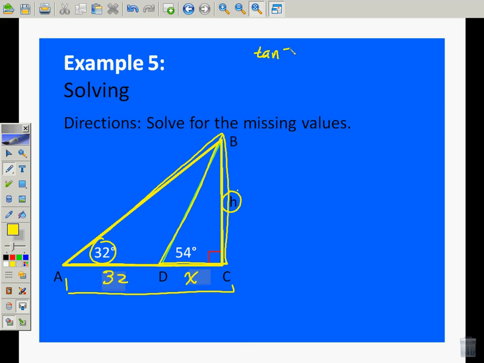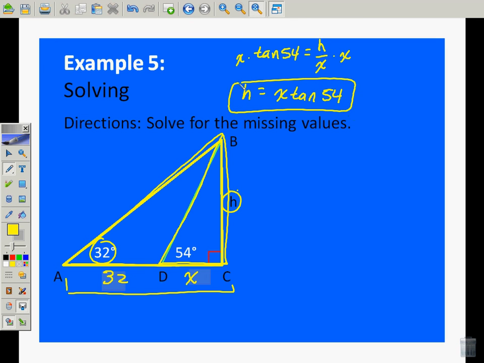Because we're going to see very quickly that this involves two variables. So the tangent of 54 is h over x, which is opposite over adjacent. I want to solve for one of those variables so I can substitute later. I'm going to multiply by x. So I come up with h is equal to x times tangent 54. Hold on to this, guys. Hold on to it. Let's move to the bigger triangle.